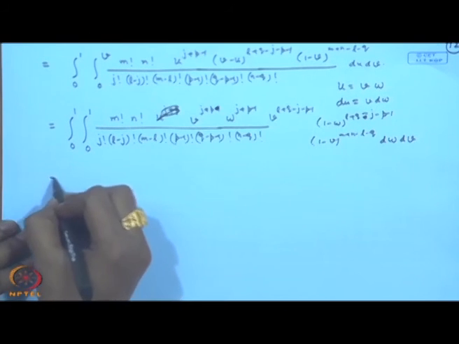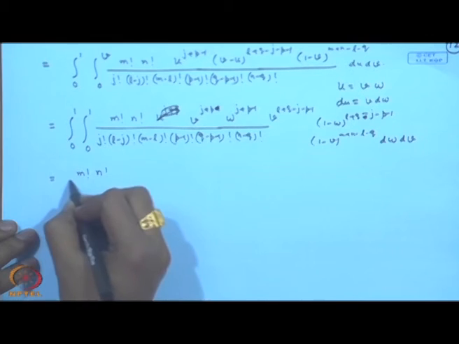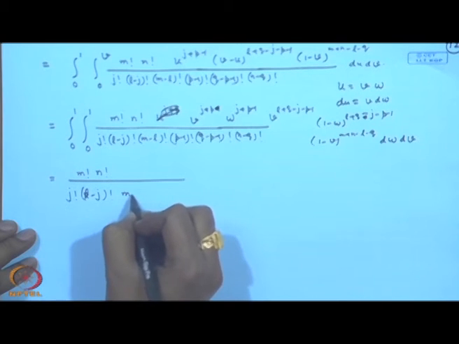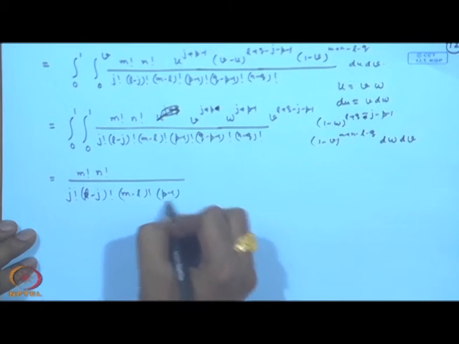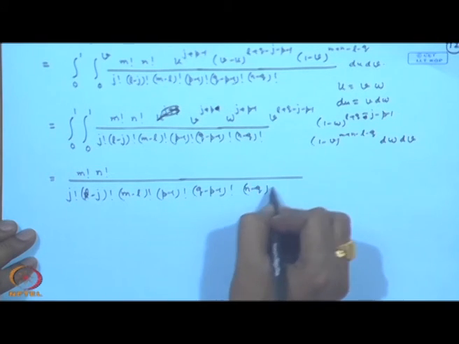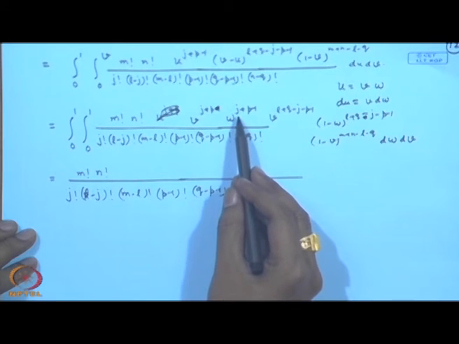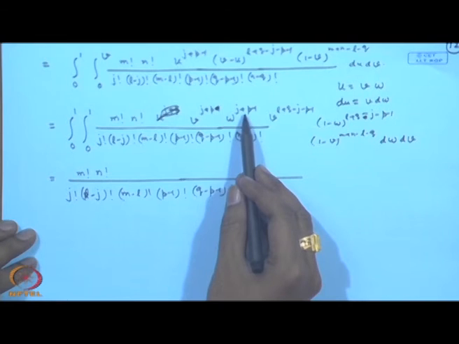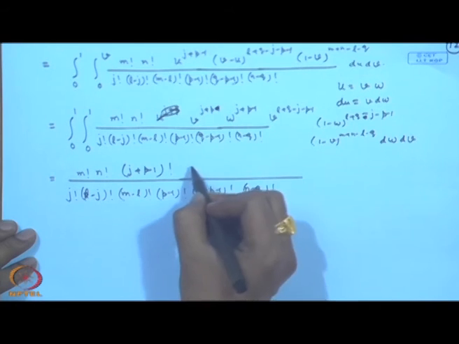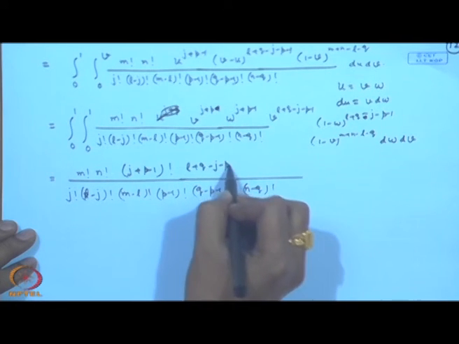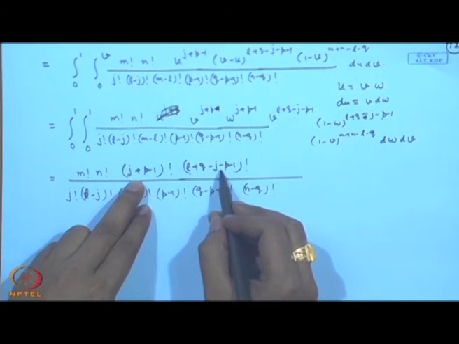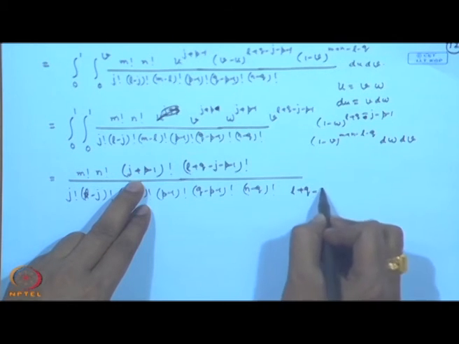So, now this is becoming m factorial n factorial divided by j factorial (l minus j) factorial (m minus l) factorial (p minus 1) factorial (q minus p minus 1) factorial (n minus q) factorial. Now, when you evaluate these beta integrals, you have w to the power j plus p minus 1. So, you will get (j plus p minus 1) factorial, then (1 minus w) to the power l plus q minus j minus p minus 1 factorial, and then you add. When you add this, j plus p will get cancelled out, you will get (l plus q minus 1) factorial.